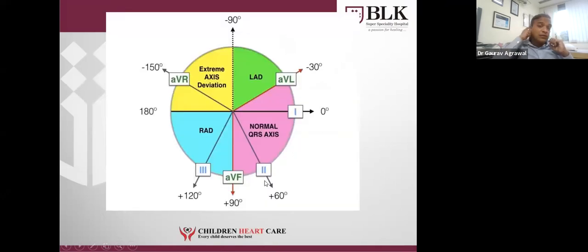Coming to the cartoon, normal axis is, as I told you, -30 to +90. The pink one is the normal axis, the green one is the left axis deviation, the yellow one is the extreme axis or northwest axis deviation, and the light yellow is the right axis deviation. Up to here, if there is any query, please let me know, because other things will correlate subsequently.